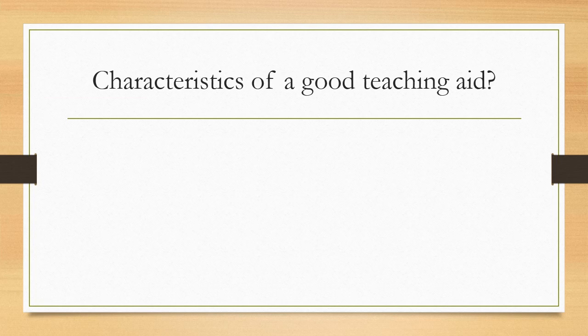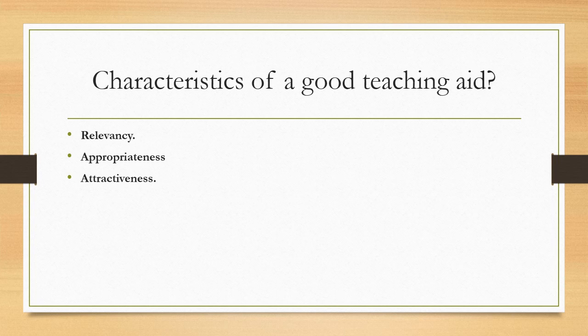What about the characteristics of a good teaching aid? Number one, relevance. Your teaching aid should be relevant to the title of your lesson. Appropriateness. The teaching aid should be appropriate for the age of your student, the resources in the class, the features of your classroom, the social status of your students, and so on.